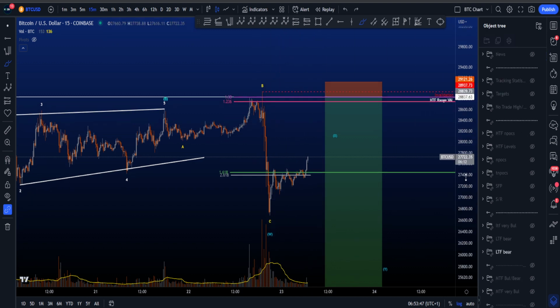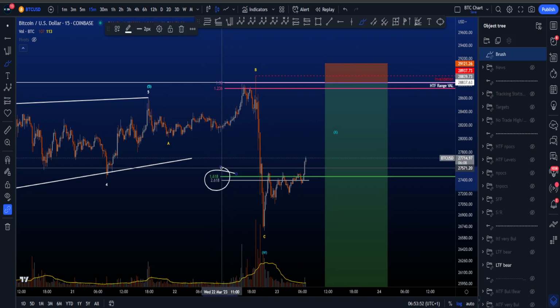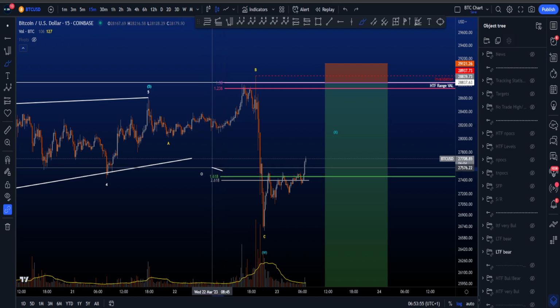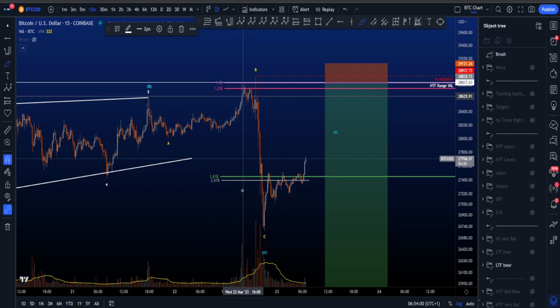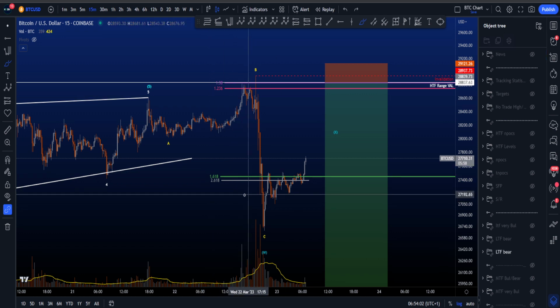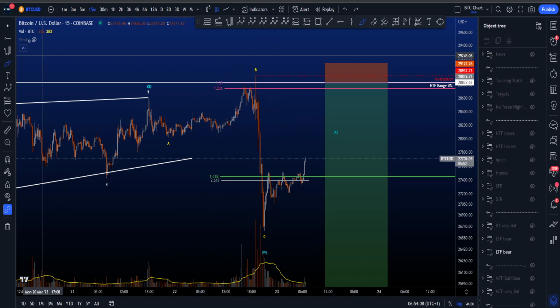Now, what I don't necessarily like too much about this scenario is that the targets for a wave C, these are the maximum targets that you see right here, are passed. So price has pushed far past, as you can see over here, the maximum targets for this wave C. Now that can happen when it is very volatile, but it is not preferred. So this is something to take into account for this potential C.